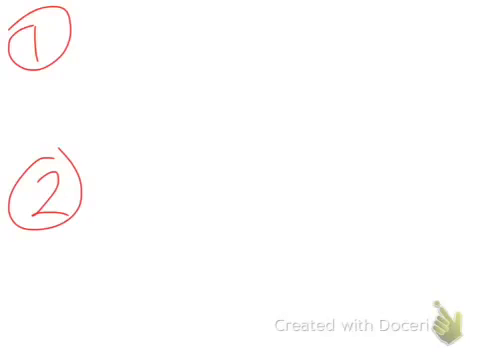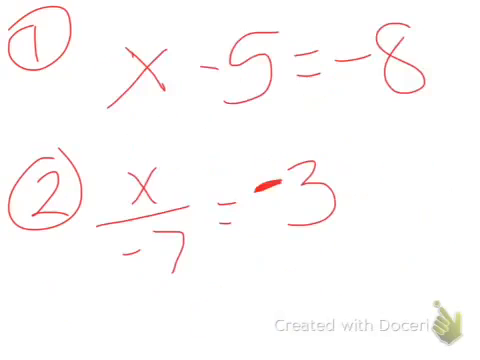Okay, let's try 2 more. I'm going to write down 2 problems. You're going to pause, solve, and that's all there is to it. Alright, here are your 2 problems. First problem, x minus 5 is equal to negative 8. Second problem, x divided by negative 7 is negative 3. Pause and solve.